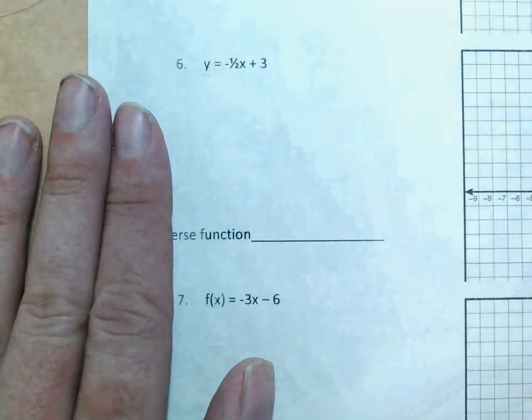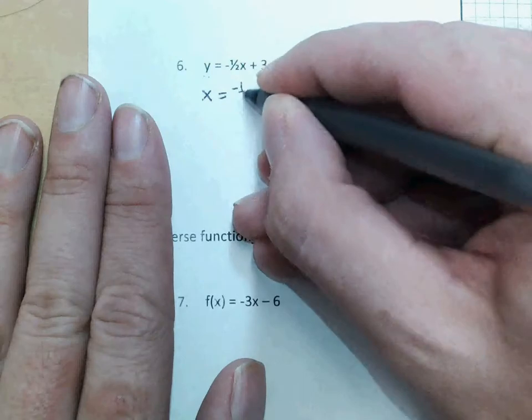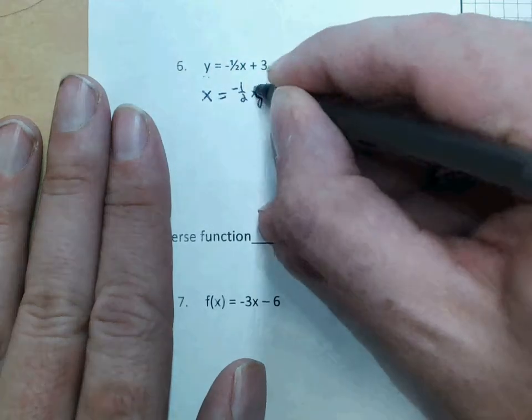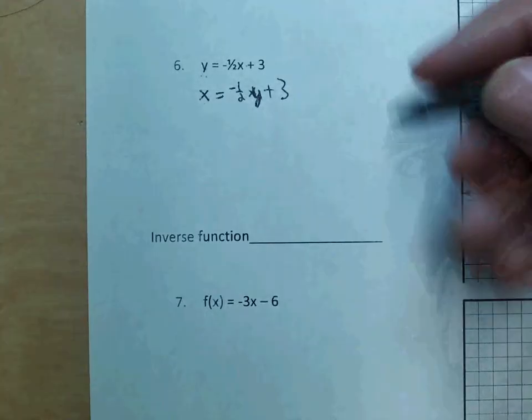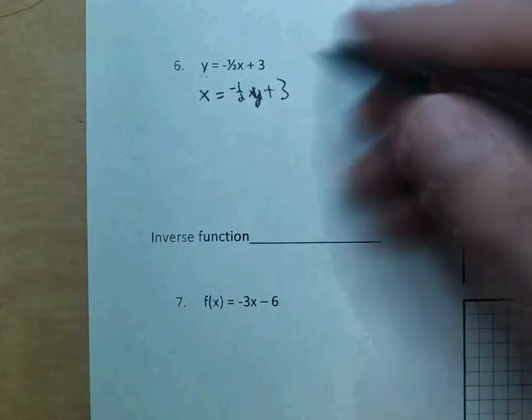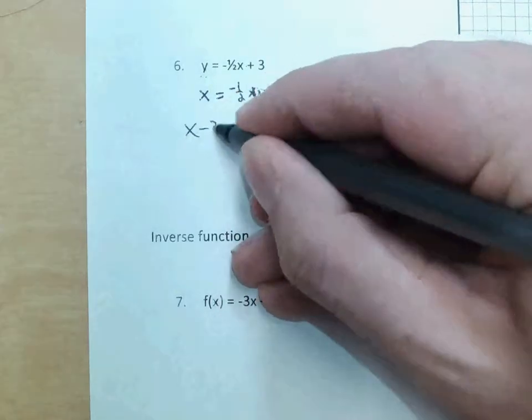The original equation was y equals negative 1/2 x plus 3. I'm going to switch x and y. I've found the inverse. Y becomes x, x becomes y. Everything else stays in the same place. And now all I have to do is solve for y. I need to subtract 3 first.